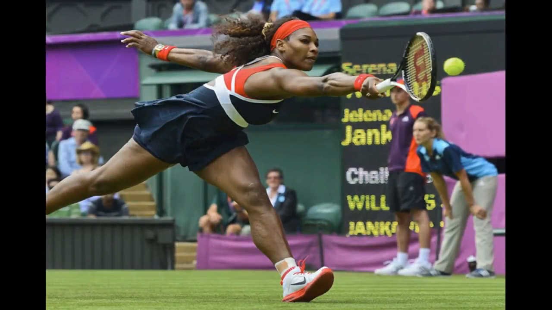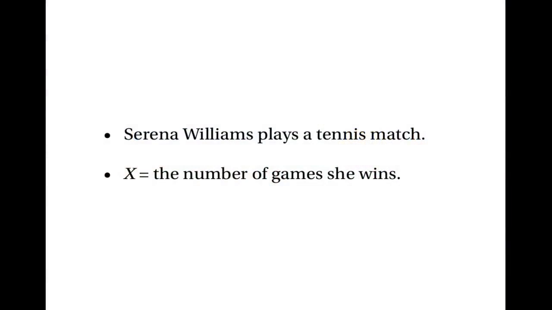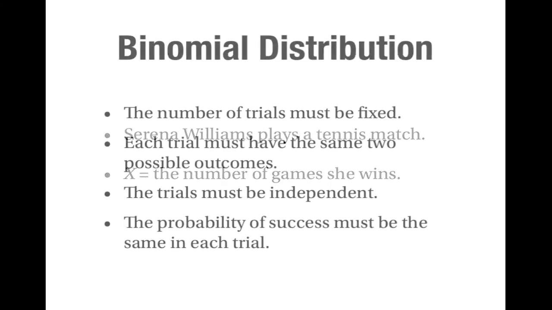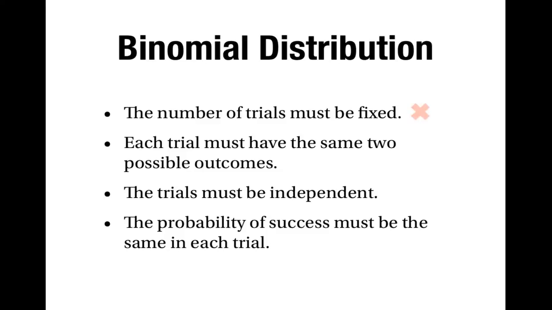For my next example, think of Serena Williams playing a tennis match. Suppose we're interested in the number of games that she wins. This time, it's not even true that the number of trials is fixed, because the total number of games that are played varies from match to match. It is true that each trial has the same 2 possible outcomes, because each game is either won or lost.